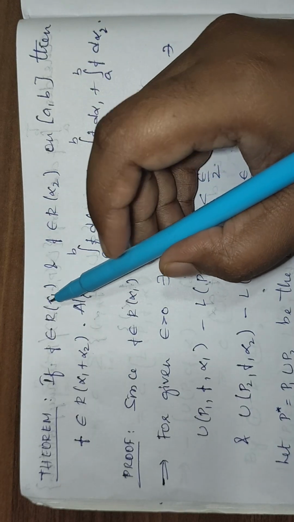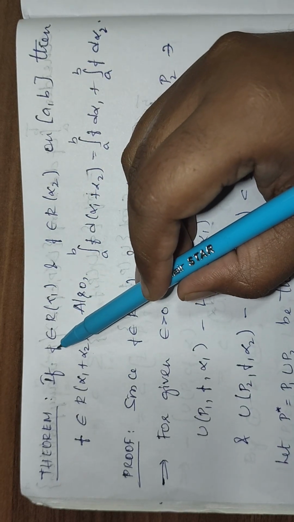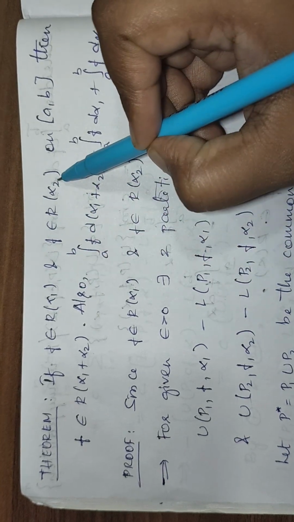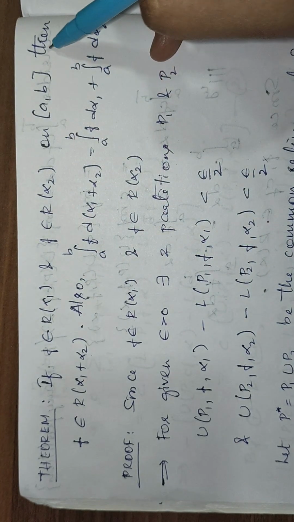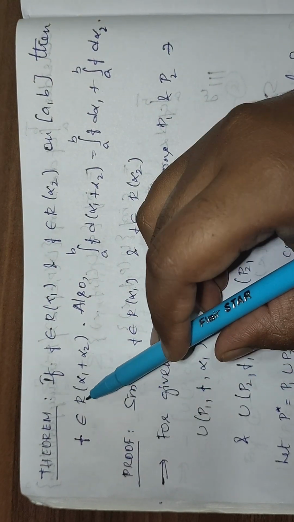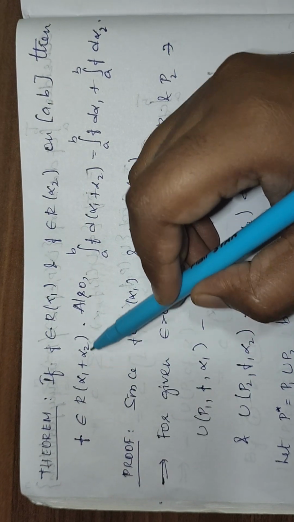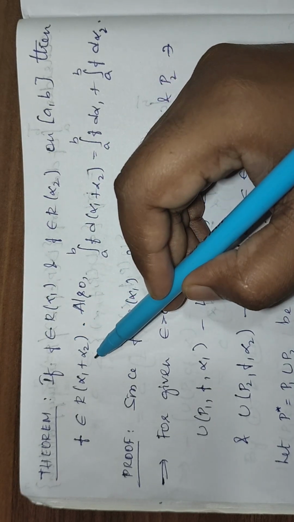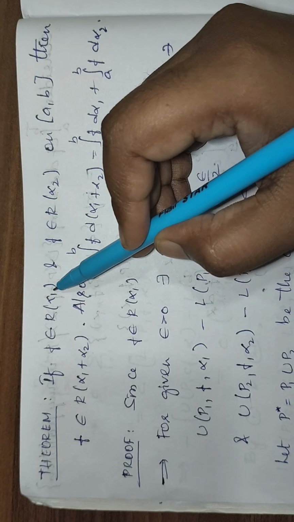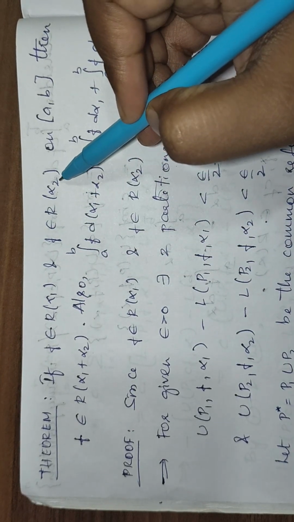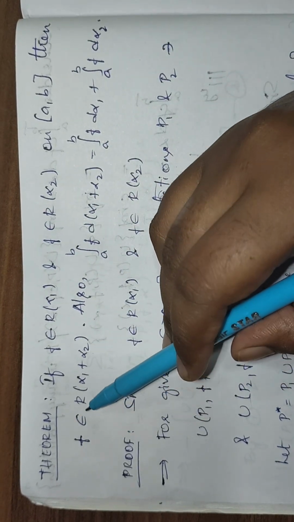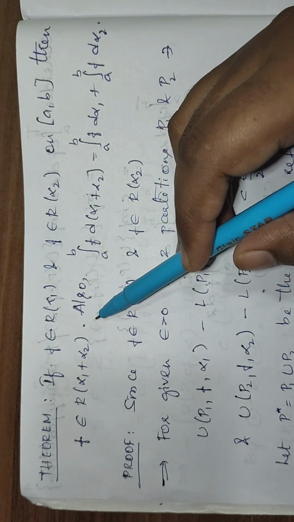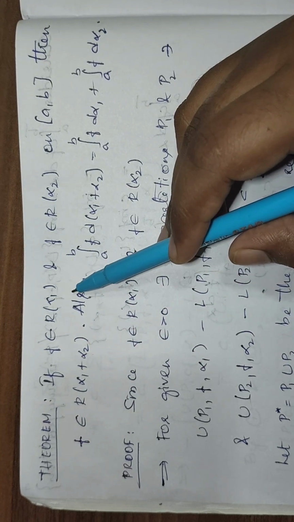Okay, so here it is given f is Riemann-Stieltjes integrable with respect to these two functions alpha 1 and alpha 2. And now we need to prove f belongs to R of alpha 1 plus alpha 2. See, this alpha 1 plus alpha 2 is another function. So, if f belongs to R of alpha 1 and f belongs to R of alpha 2, we need to prove f belongs to R of alpha 1 plus alpha 2. Okay. And this is all about the first part of the theorem.